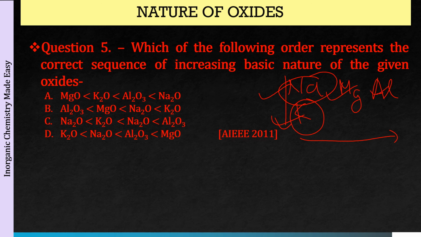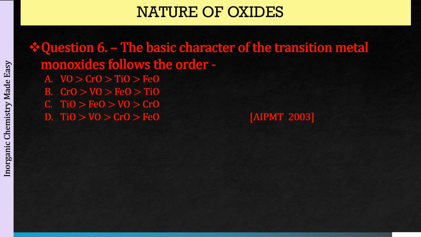So the correct option over here, if you're going to match it, well, it is going to be B choice. We have aluminium oxide less than magnesium oxide, then sodium, and then potassium. Okay, so I hope now it is very clear. Great. So let us see now a question from the previous year NEET examination, that is AIPMT 2003.